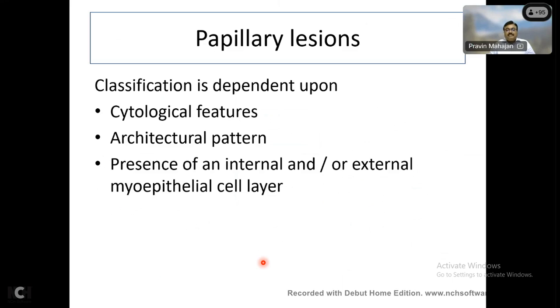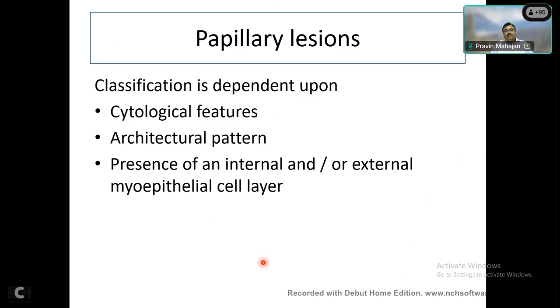The classification is based on three things. First is cytological features. Second is architectural pattern, and third is whether there is presence of an internal or external myoepithelial cell layer. When we say cytological features, we are trying to see whether the cell population in the lesion is heterogeneous or homogeneous, and what the nuclear grade is, whether low, intermediate, or high nuclear grade.